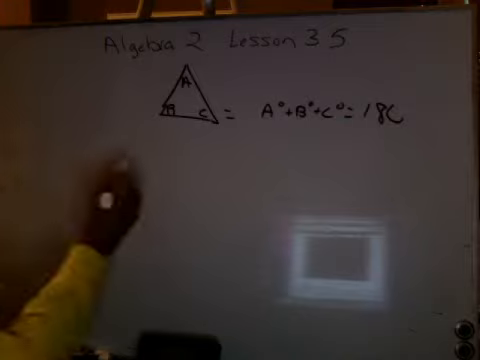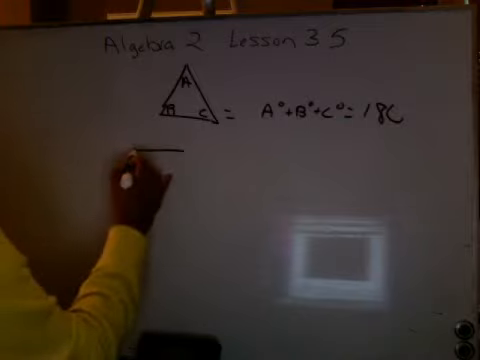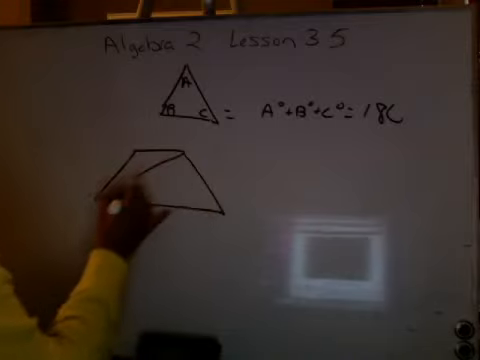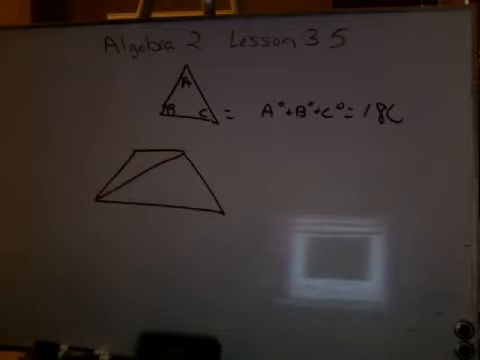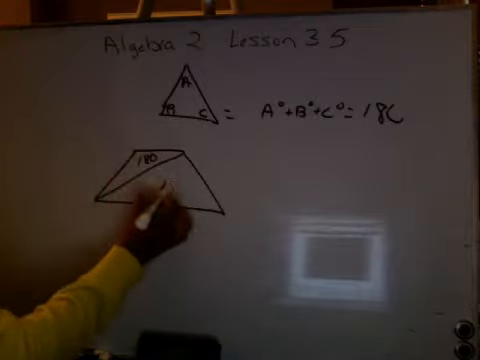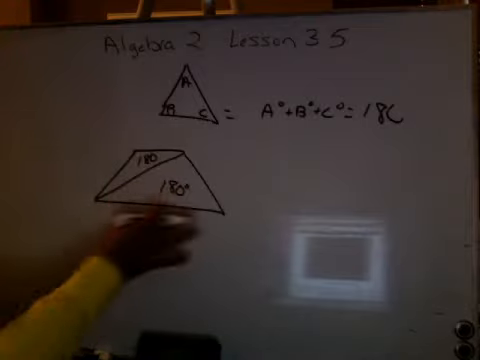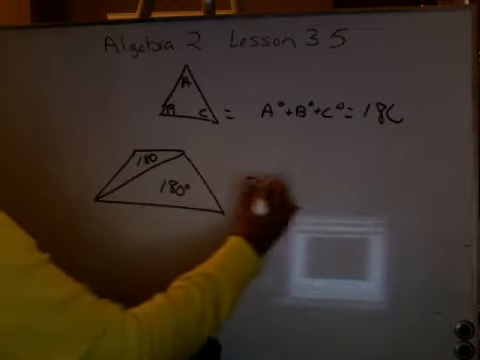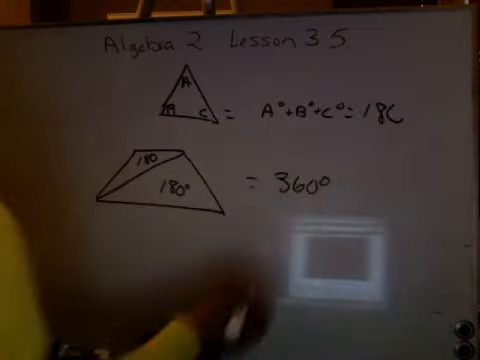So let's look at a quadrilateral. A quadrilateral from any two vertices can be divided into what? Two triangles. They may not be equilateral or similar or congruent triangles, but they're two triangles. And so this has to equal 180, and this has to equal 180. So the sum of the angles of a quadrilateral has to equal 360 degrees.